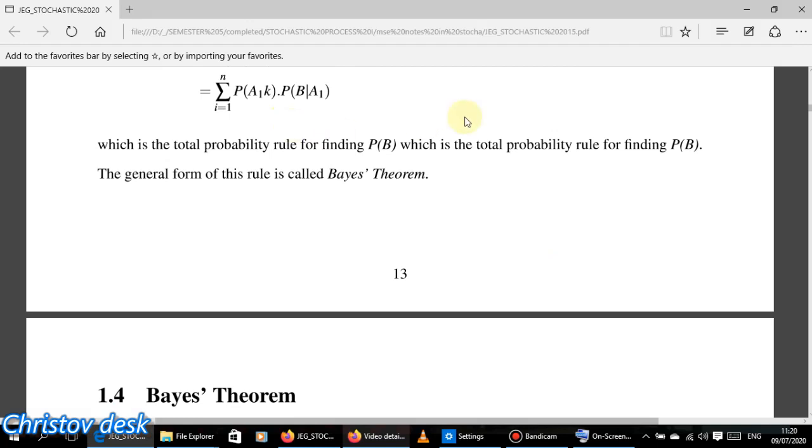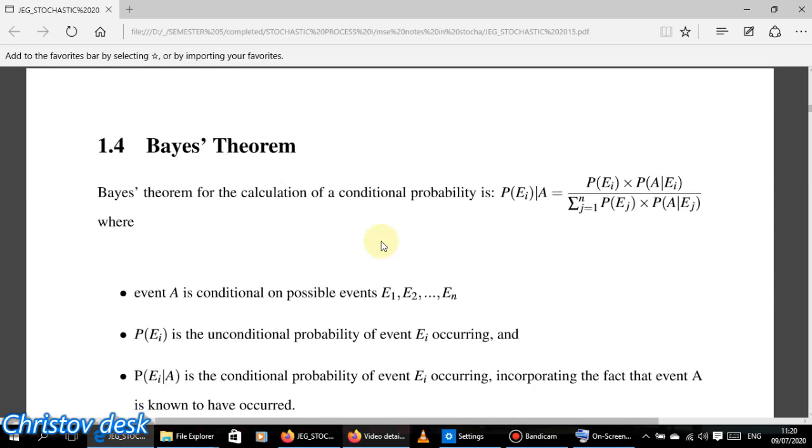So whatever has happened, which is the total probability rule for finding the probability of B. In general, the general form of this rule is called the Bayes theorem. So this is the Bayes theorem.